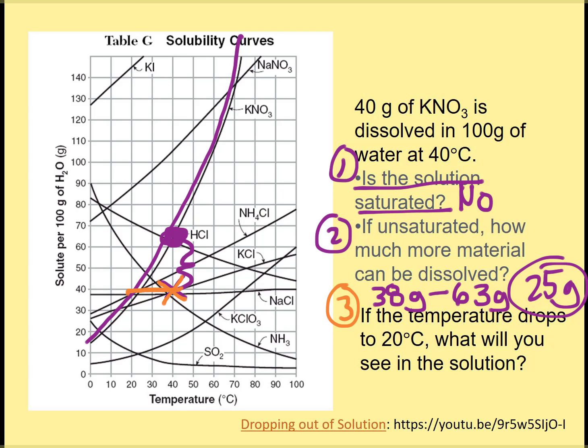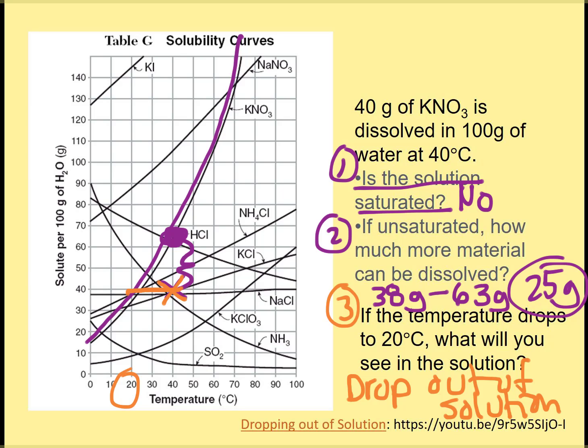And I can see that at 20 degrees, it's going to be over the line. So I'm going to see probably it drop out of solution, so more solid would appear. So it wouldn't dissolve as much because remember that's the saturated line. That's the maximum that can dissolve.